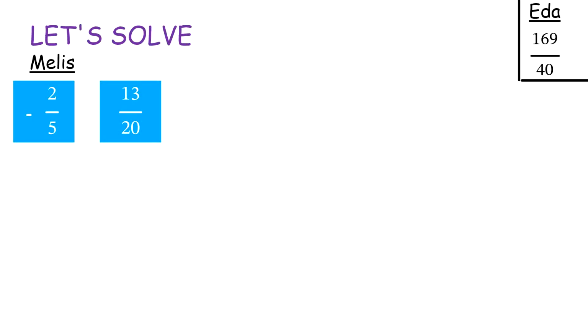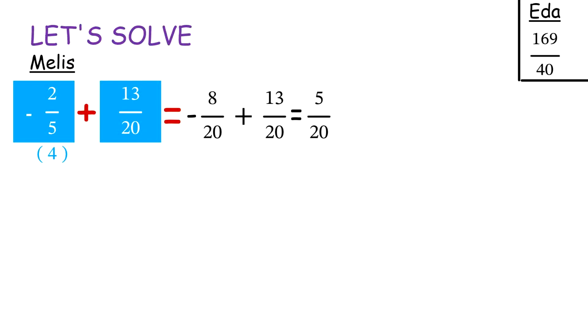Melis chooses these two cards. -2/5 and +13/20 are the rational numbers of them. Firstly, she adds them up by expanding -2/5 with 4 to make the denominators equal to each other. If we add -8/20 and 13/20, we will get 5/20. But did you notice that we can simplify the answer with 5 and we will get 1/4?